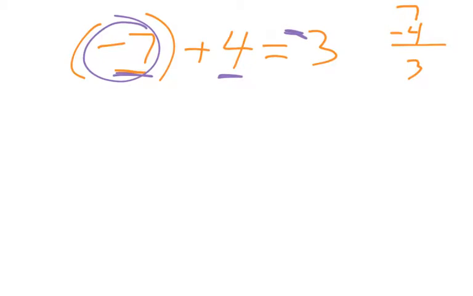Okay? That should make sense, because if I owe somebody $7 and then somebody gives me $4 to pay towards that debt, which would be like a plus 4, I'm still going to owe or need to find $3, right?